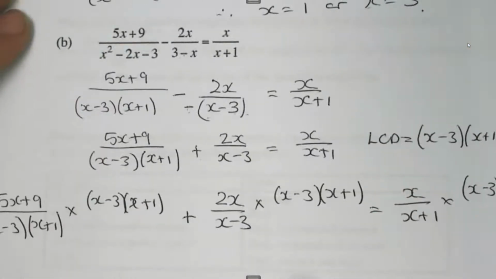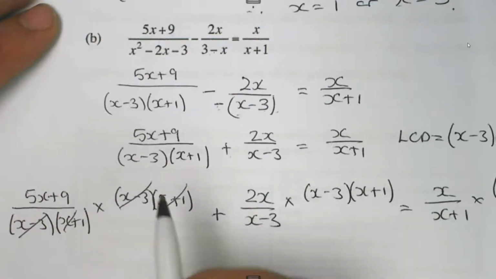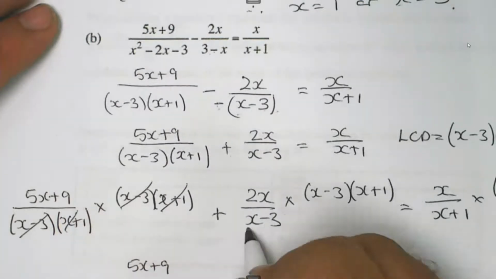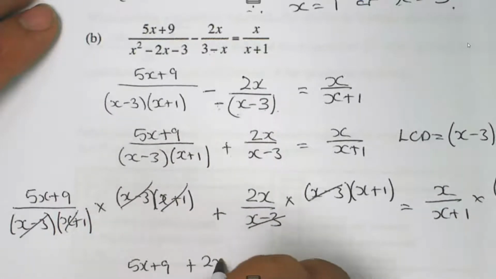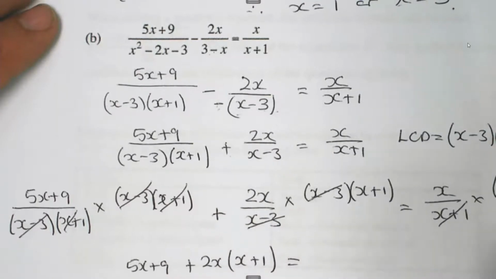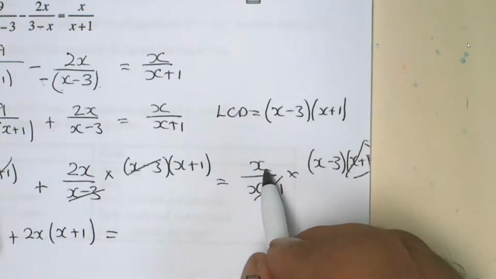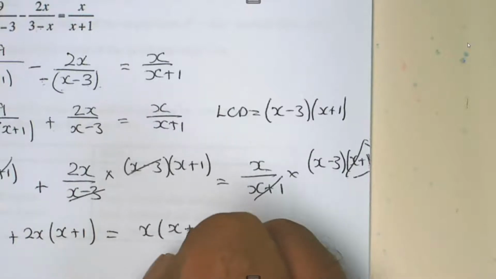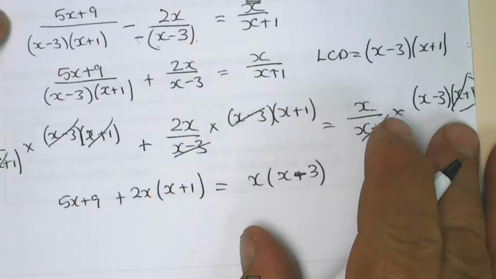Right, so let's just have a look here. x minus 3 cancels out, x plus 1 cancels out to give you 5x plus 9. That cancels out with that to give you 2x times x plus 1 plus 2x multiplied by x plus 1. That cancels out with that. x plus 1 cancels out with x plus 1 to give you x times x minus 3. Right, now we just need to solve that equation.